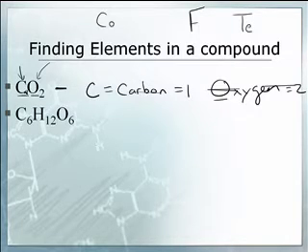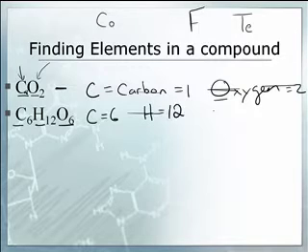Now we have a different one. We have a second compound. This one has three elements: carbon, hydrogen, and oxygen. So how many carbons have I got? Looks like there's 6 carbons. Okay, and hydrogens? 12 H's. And oxygens? There's 6 of them. 6. Very good.